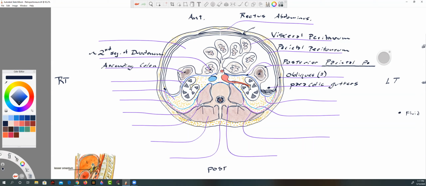I should say it connects, it merges with some other fascia planes. That one is the anterior renal fascia.